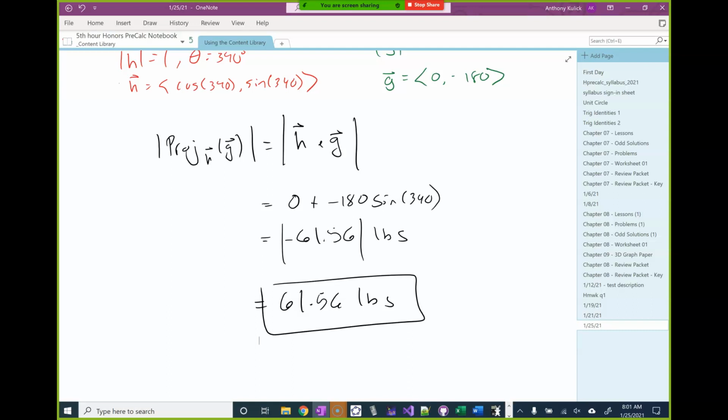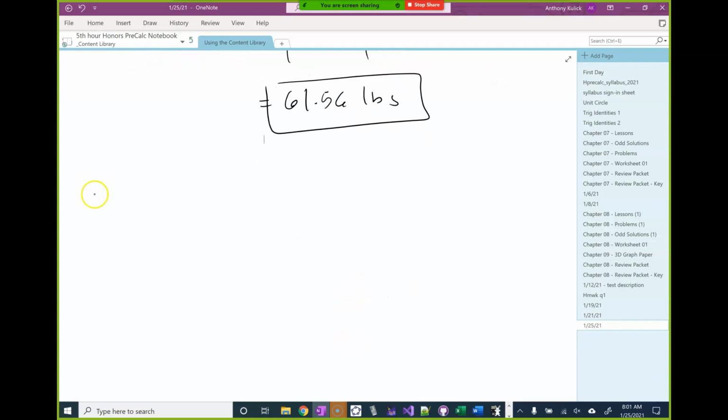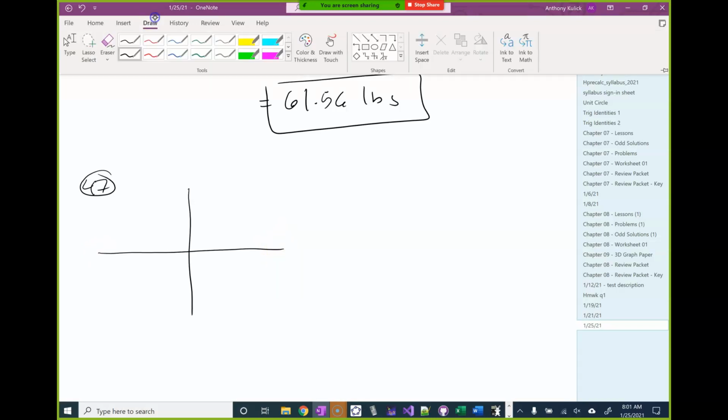A crate of negligible weight is being pulled up a ramp at an angle of 38 degrees with a force of 120 pounds. The ramp has an angle of elevation of 25 degrees. What is the amount of force being directed up the ramp? So this is basically the same problem as 49. We just don't have the additional gravity vector going on, so it's a simpler version of the same problem.